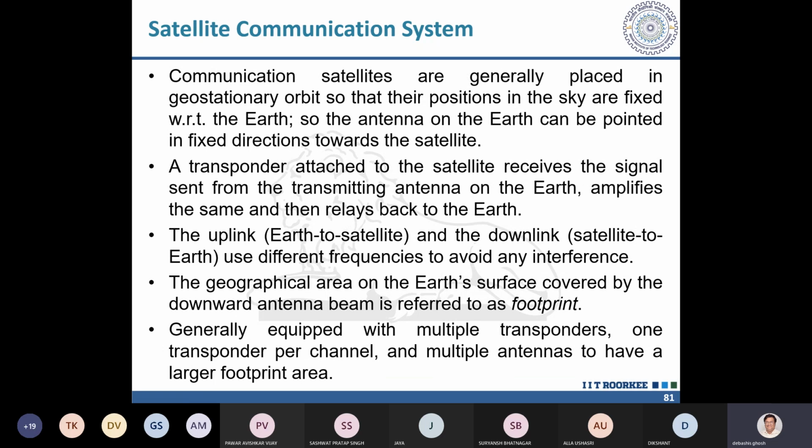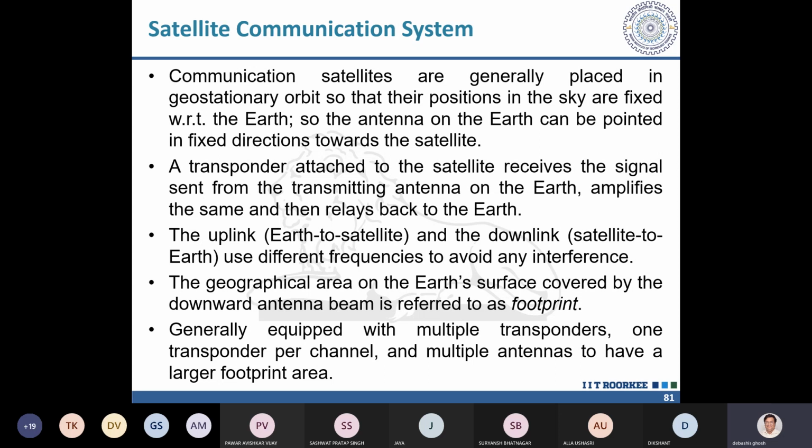This satellite, as I mentioned just some time back, is generally placed in the geostationary orbit. A satellite in the geostationary orbit means that with respect to the Earth, the position of the satellite is fixed. How is it helpful? Since the position of the satellite is fixed with respect to the Earth, the antennas that I have to direct towards the satellite can also be fixed. That is what you do at your home.